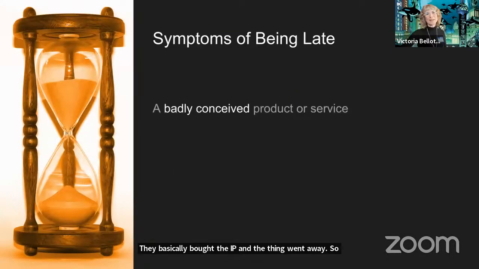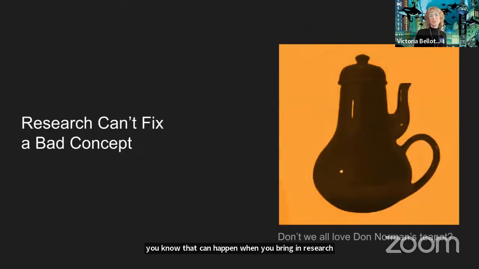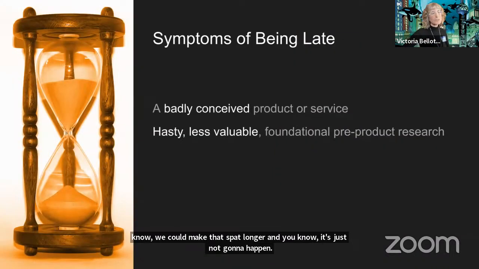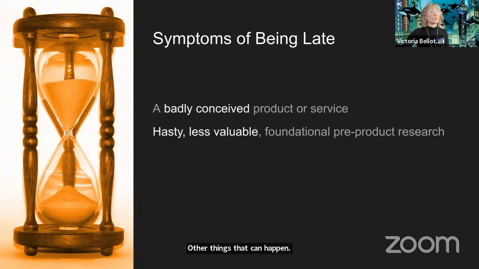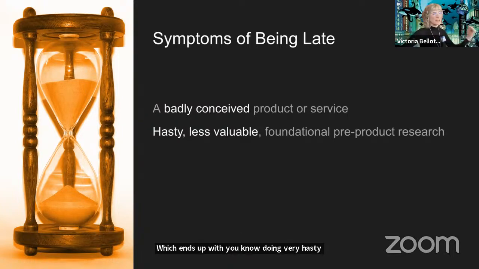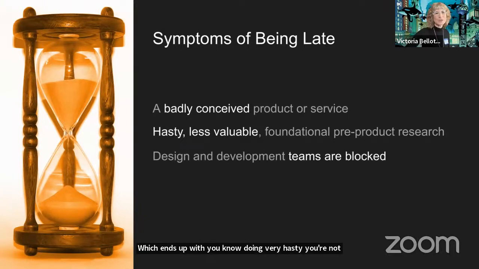So, symptoms of being late: the biggest symptom is a really badly conceived product or service. I love Don Norman's backwards teapot because that sums it all up. No amount of research is going to fix a bad concept. We can make that spout longer and it's just not going to happen. Other things that can happen: maybe every UX researcher has had this experience where you have to do this research yesterday because we just realized we don't really know what the customer wants, which ends up with very hasty research you're not very satisfied with. That's the situation you find yourself in.